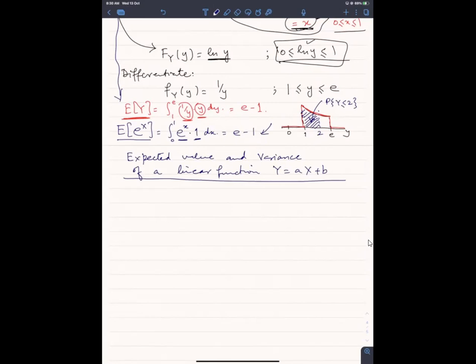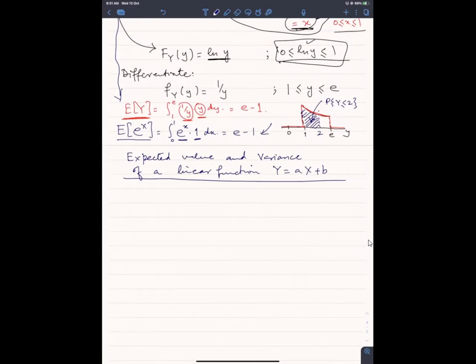CDF tells you everything about the random variable. Probability mass function for the discrete case tells you everything about the random variable. But the expected value does not tell you everything about the random variable. The variance and expected value together do not tell you everything either. They tell you something about the random variable, but they don't tell you everything.